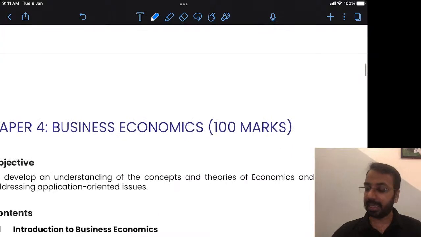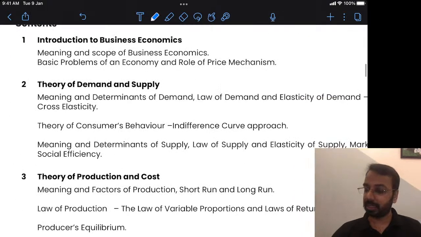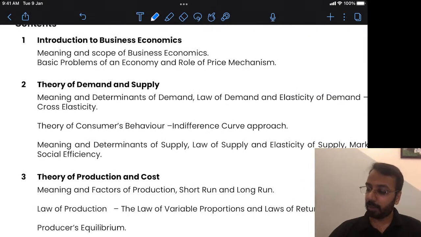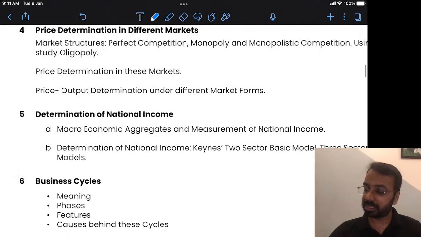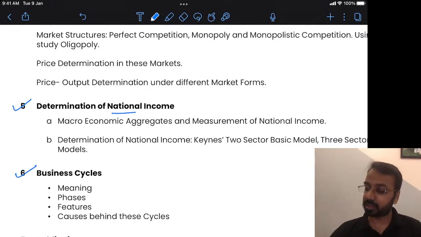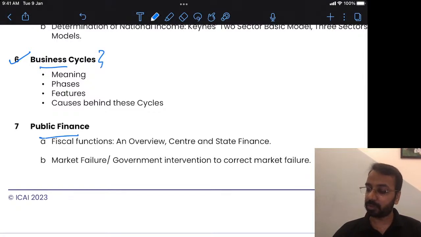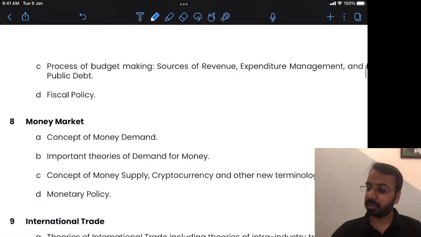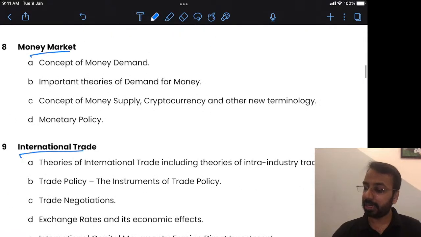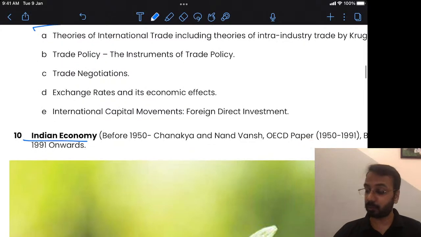Then business economics, again a very interesting development here. Apart from what was there, we have macroeconomics chapters like national income, business cycles, public finance. All of these you used to learn. So business cycle is there at CA foundation as well. Public finance from CA intermediate, money market, international trade, and Indian economy. All of these are fresh additions to the syllabus.